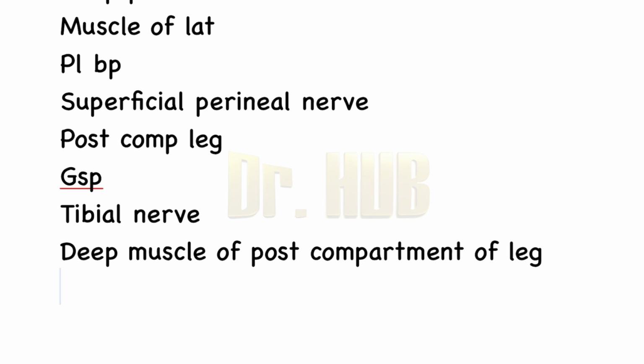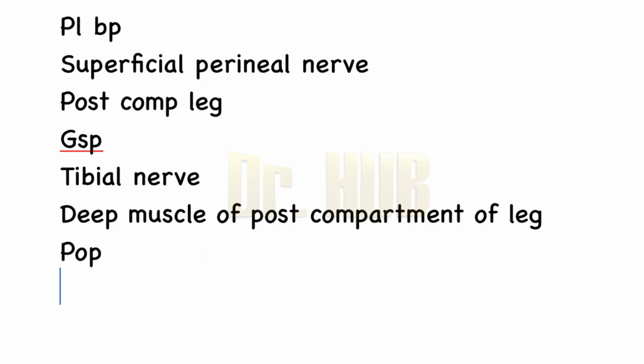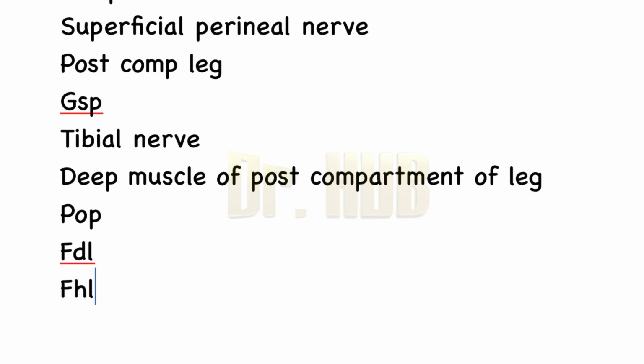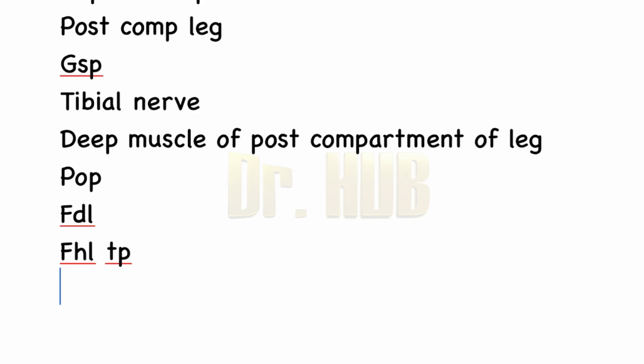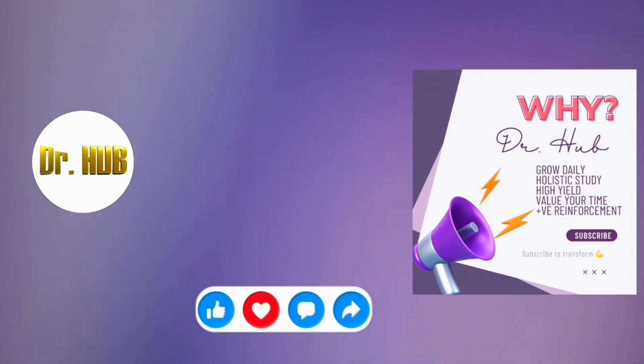Next is the deep muscle. It includes the popliteus, the flexor digitorum longus, the flexor hallucis longus, as well as the TP, that is the tibialis posterior. So the nerve supply here is the tibial nerve.